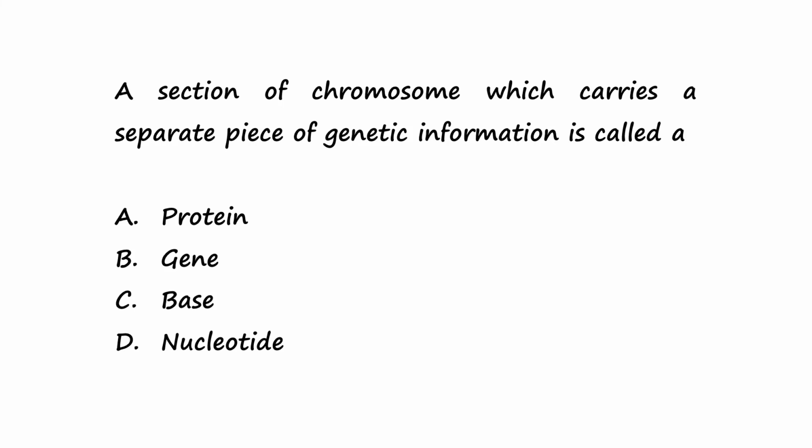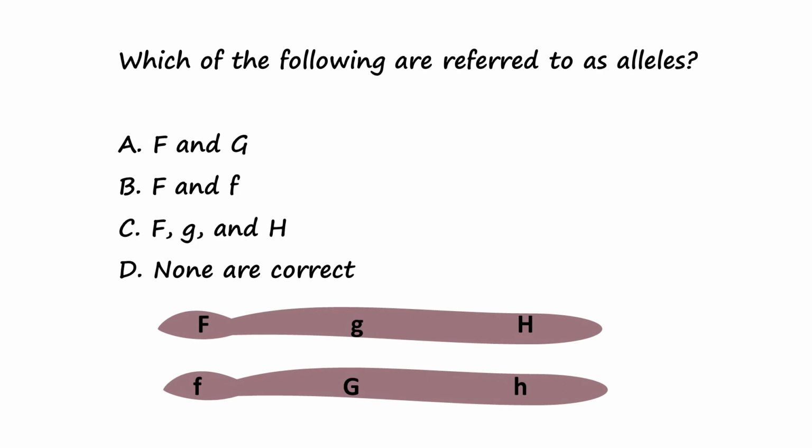The answer is B. A gene carries information and is made up of many nucleotides which have bases. The order of bases in the gene determines its information, which expresses as a protein. Now for the second question. Which of the following are referred to as alleles? The answer is B, as the alleles occupy the same location on the pair of chromosomes. F, G, and H are different genes.